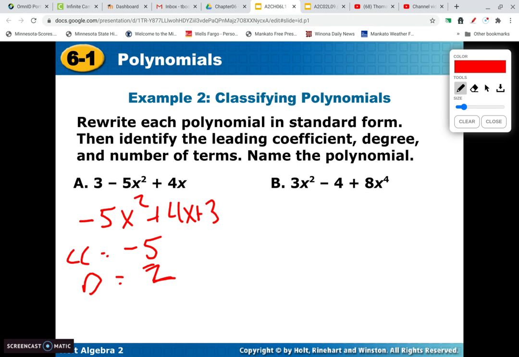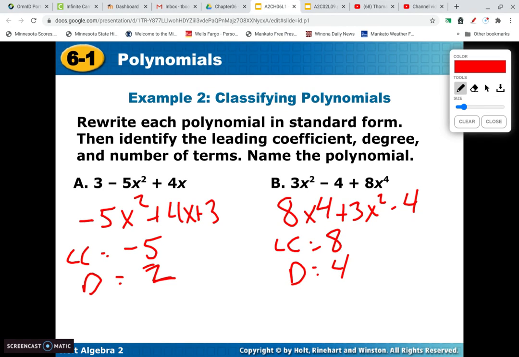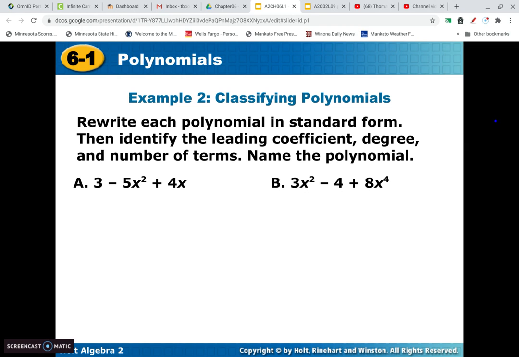All right, let's do the same thing for B. Let's write it in standard polynomial form: 8x to the 4th plus 3x squared minus 4. All right, so again, our leading coefficient is going to be 8. The degree is going to be 4. Number of terms, we do have 3. And so the polynomial would be to its 4th power, so it would be a quartic trinomial is what we could call that if we're getting real picky, but usually we name it by the degree.